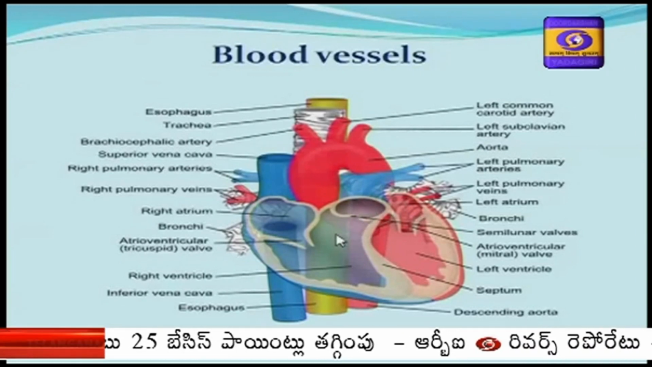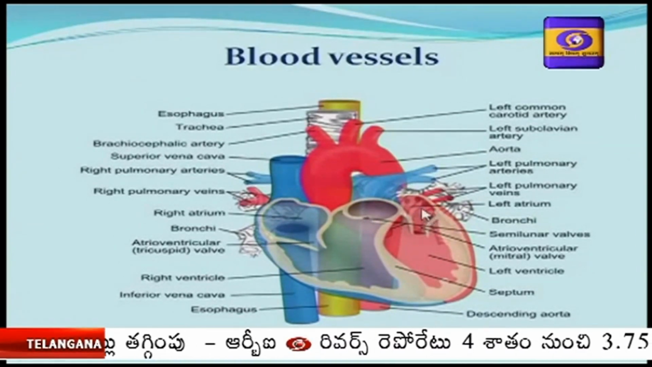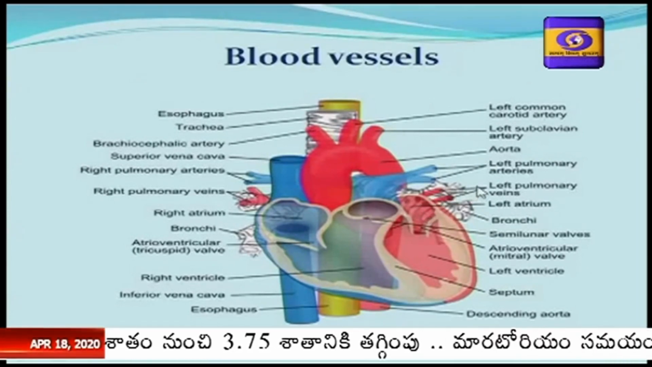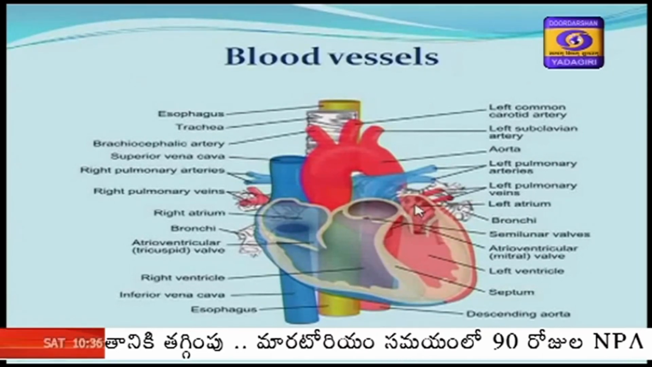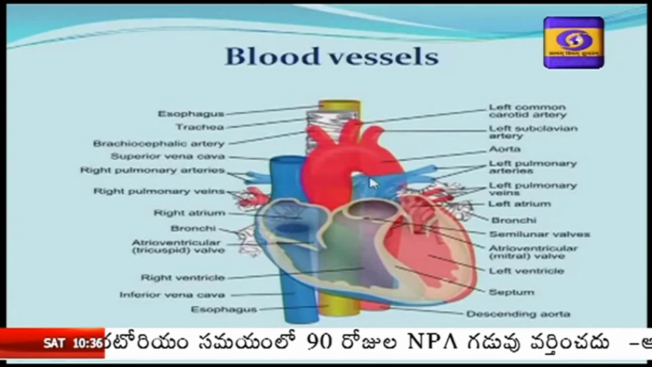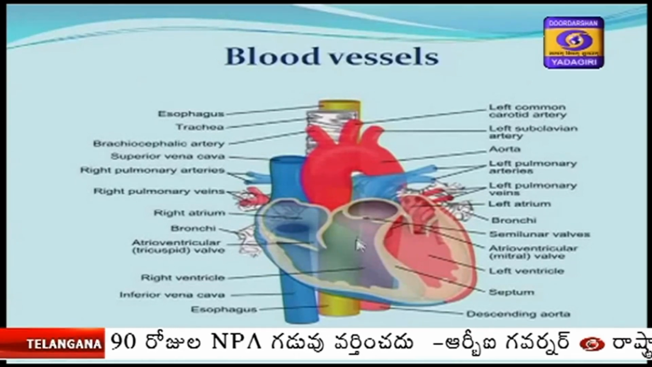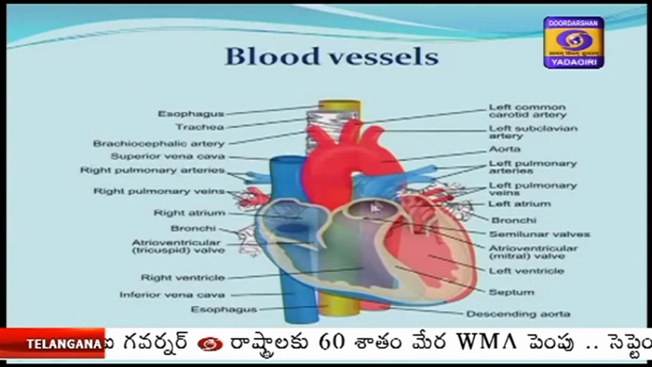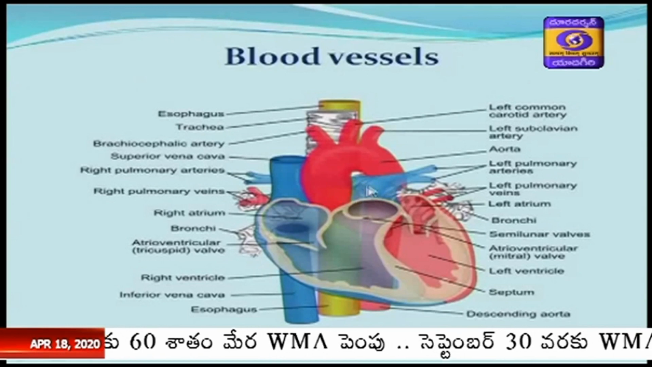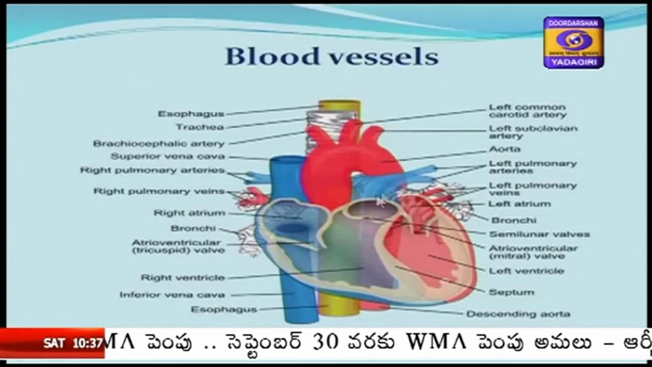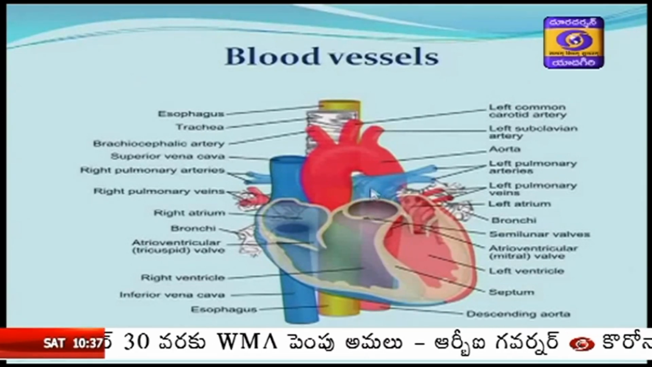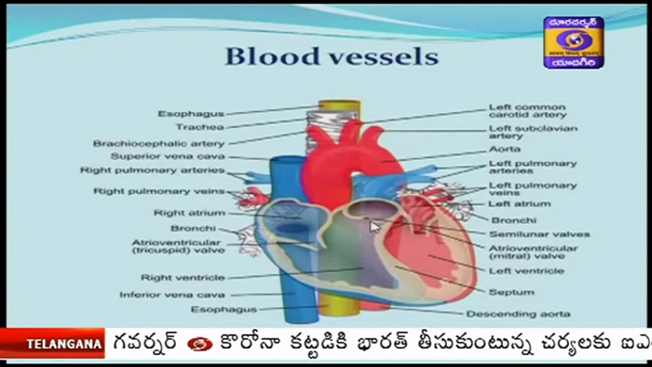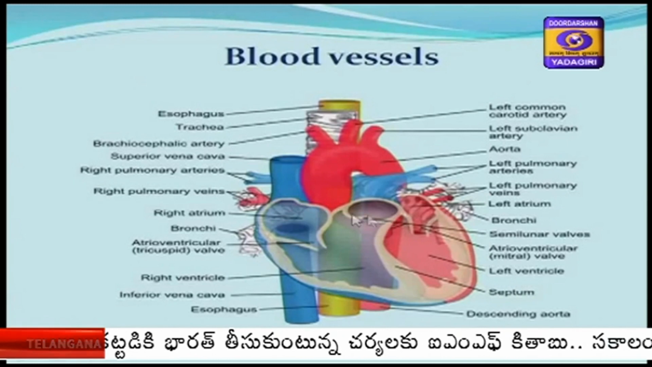The pulmonary vein is entering into the left atrium, which is carrying oxygenated blood from the lungs to the left atrium. The pulmonary aorta, which is arising from the right ventricle, after coming out of the right ventricle, is dividing into 2 branches called pulmonary arteries. The opening of the pulmonary aorta is guarded by a semilunar valve called the pulmonary valve.